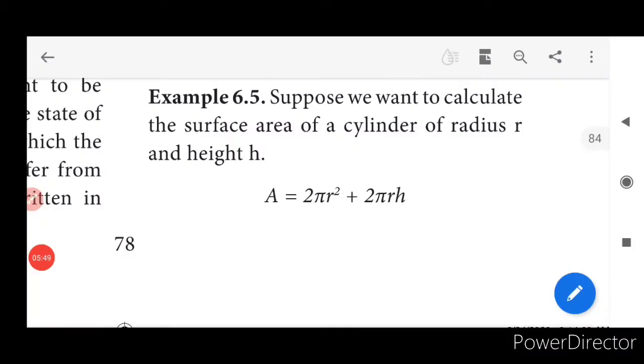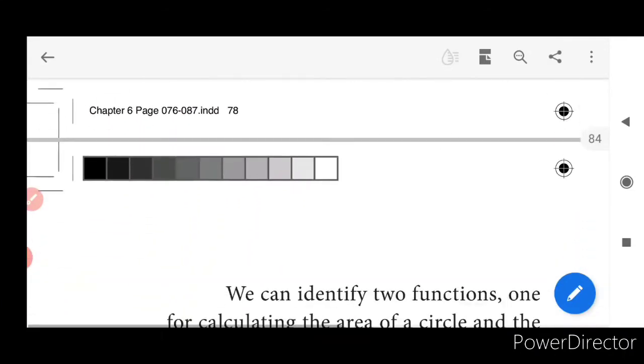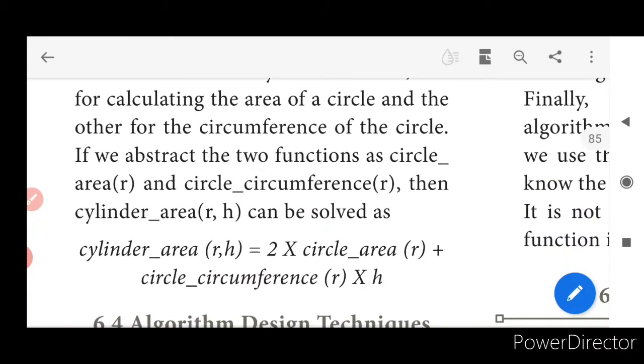See, for calculating the surface area of a cylinder with radius r and height h, we have a formula: 2 pi r square plus 2 pi r h. We saw this already in our first section itself, isn't it? So we calculate the areas and the circumference separately, and we add them up together to provide a value, right?